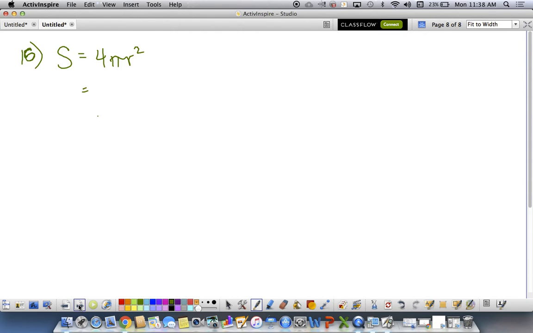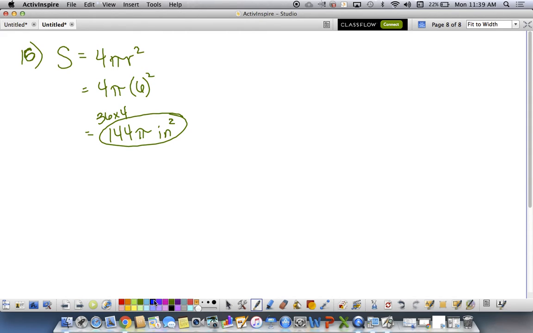And if the radius is 6, oh wait, and they tell us in terms of pi. So I'm just going to leave the pi out there and not plug anything in. So 6 times 6 is 36. 36 times 4 is 144. And then we're just leaving pi, and it is inches squared because it's surface area. Okay.